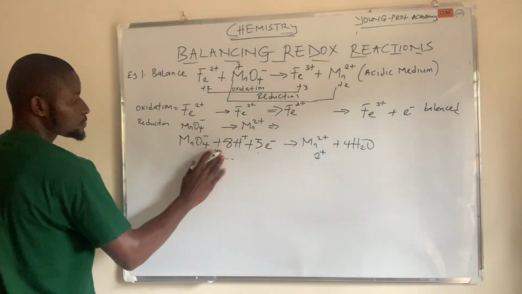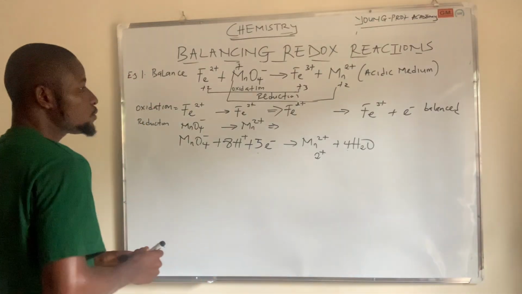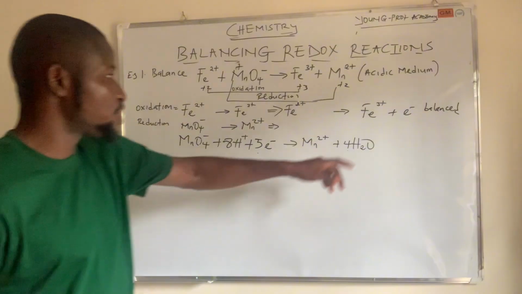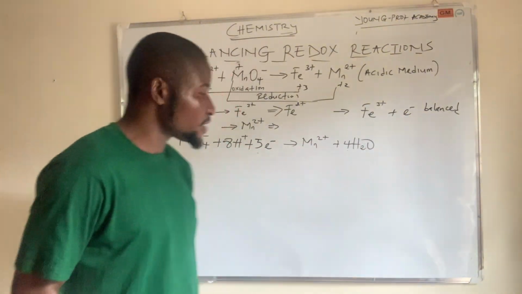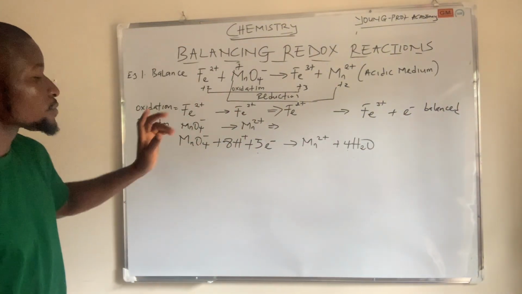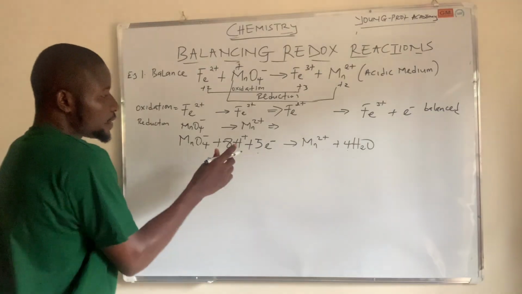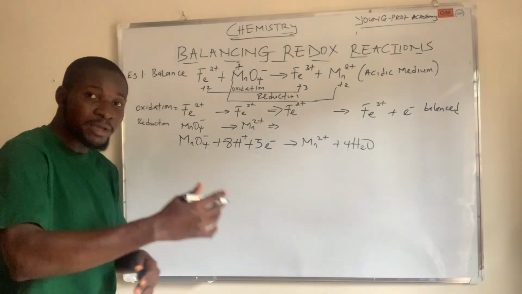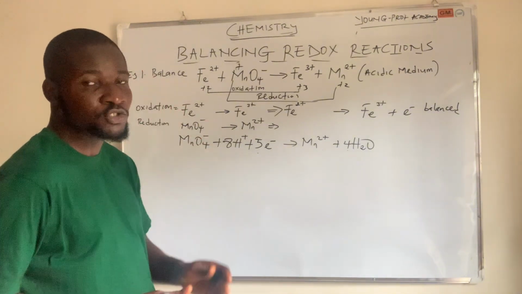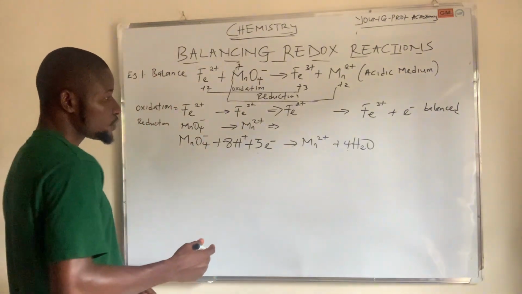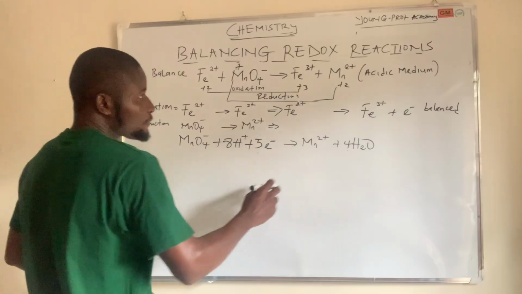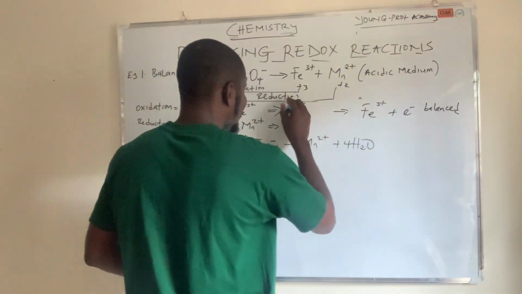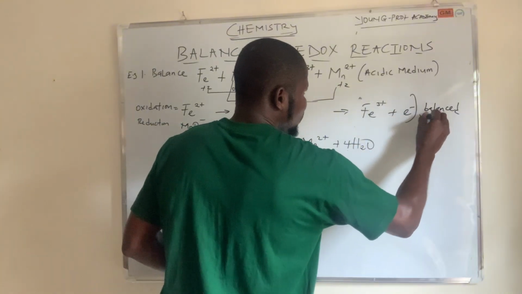Now, having done this, the next thing you have to do is to make sure that the charge on the oxidizing part is equal to the charge on the reducing part. So the electrons here must be equal to the electrons here, so you have to make the electrons equal to cancel them out or eliminate them. So that's a kind of elimination method. In this case, if I have 5 electrons, I have to multiply this part of the reaction, the oxidation part of the reaction, by 5.